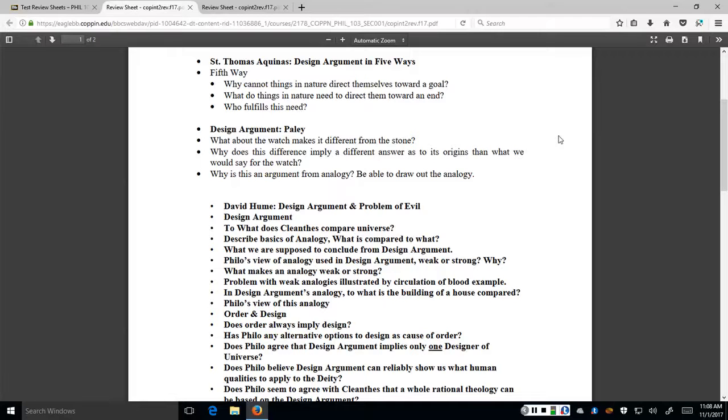Okay, so the fifth way: why can't things in nature direct themselves toward a goal? Another name for the design argument is the teleological argument. Teleological, from the Greek word telos, for an end or goal or purpose.